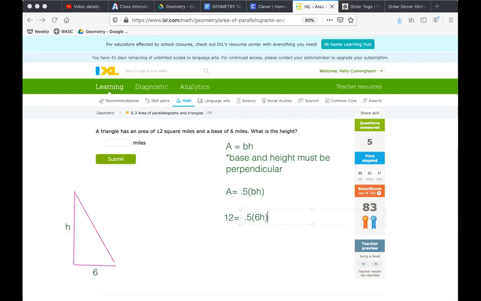Okay, so in the last example, I distributed the 0.5 through, which I think is easier. But in this case, you could actually divide by 0.5. So 12 divided by 0.5, this always throws people off. It's actually going to be 24, because a half goes into 12 24 times. So 24 is equal to 6h. Divide by 6, and h is 4. All right, so I always recommend you doing the best method that works for you as long as it's mathematically correct.